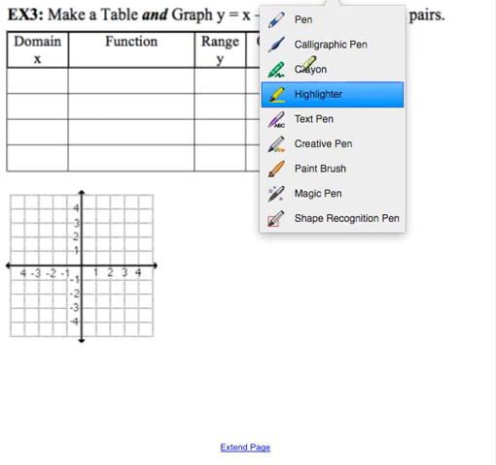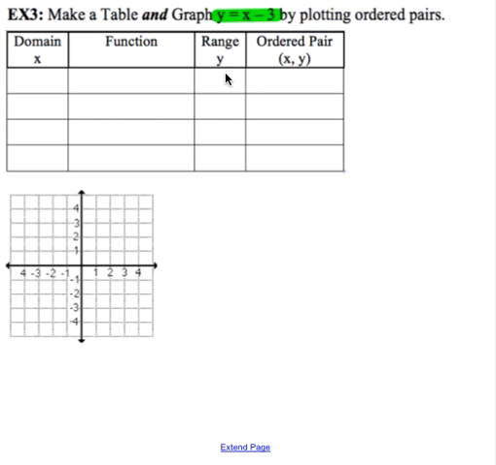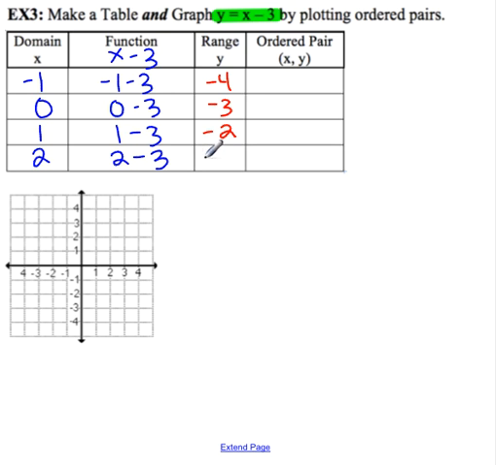This one, they gave me our function rule, x minus 3. So I'm going to plug that in right here. Same thing, pick your easy x values to work with. -1, 0, 1, 2. Instead of an x, I plug in -1. Instead of x, I plug in 0. Instead of x, I plug in 1. Instead of x, I plug in 2. I get to solve. -1 minus 3, -4. 0 minus 3, -3. 1 minus 3, -2. 2 minus 3, -1. Make your ordered pairs.